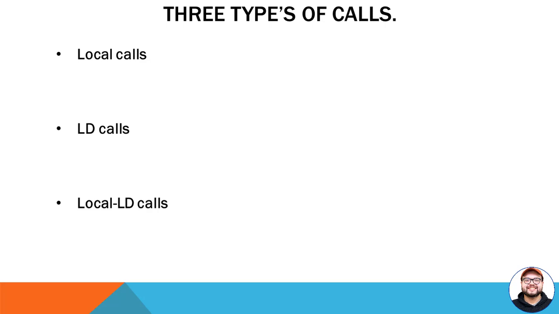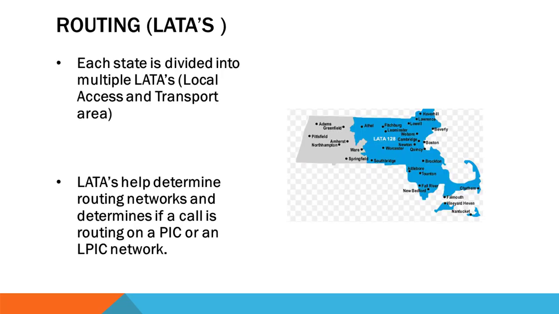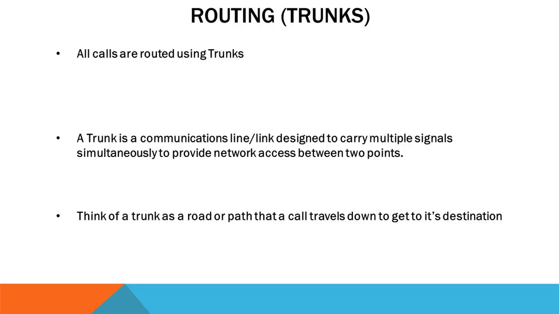But actually, before we get into those types of calls, I do want to get into some other terms. I want to explain further exactly what routing is. I want to explain what trunks are. I want to explain LATAs and PIC information. Now, this seems like a lot of new information to start off with, but it really is quite simple. I'm just going to break it down. All this is, is me explaining how a call routes. How does a call work?